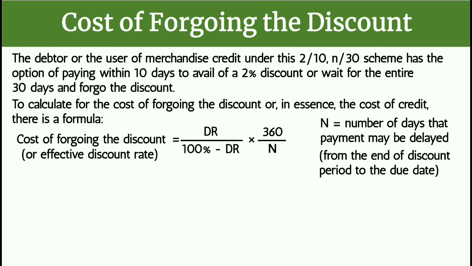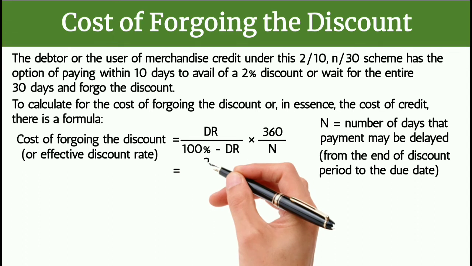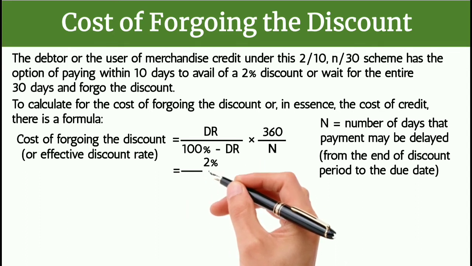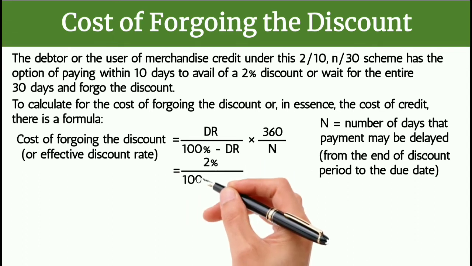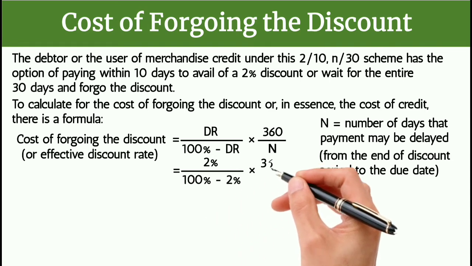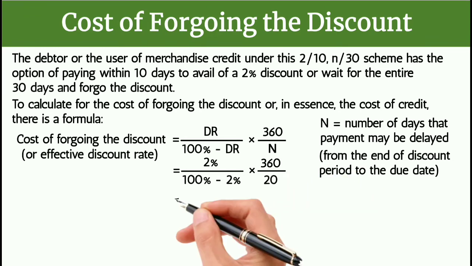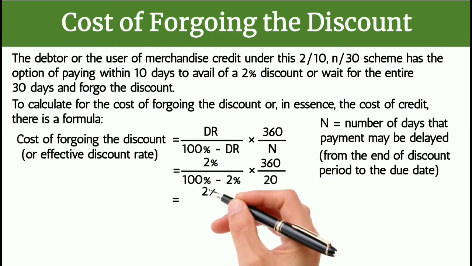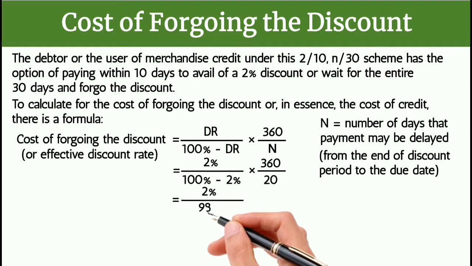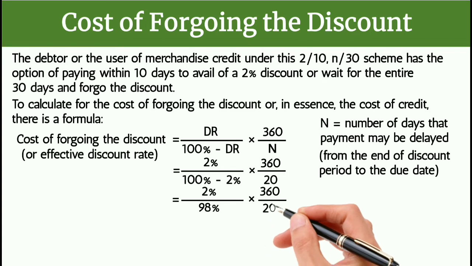Ang discount rate natin dito ay 2% at ang N ay 20. Pwede na nating i-substitute 2% over 100% minus 2% times 360 over 20. That will become 2% over 98% times 360 over 20.